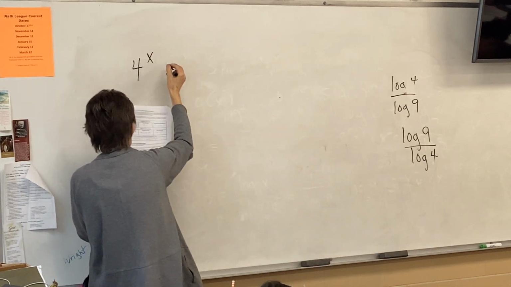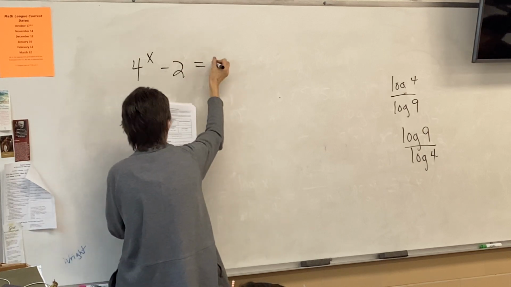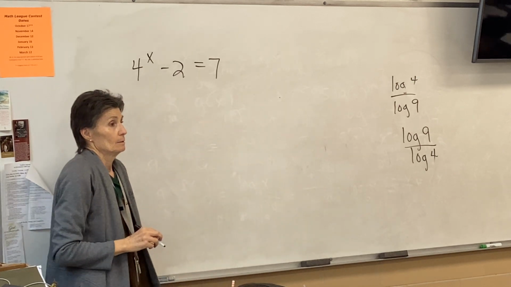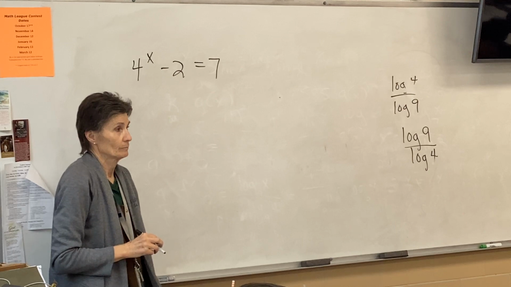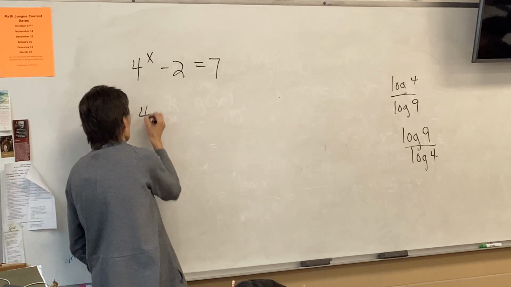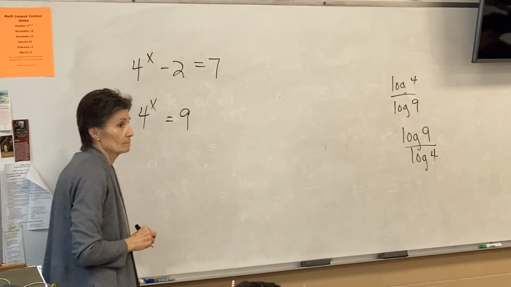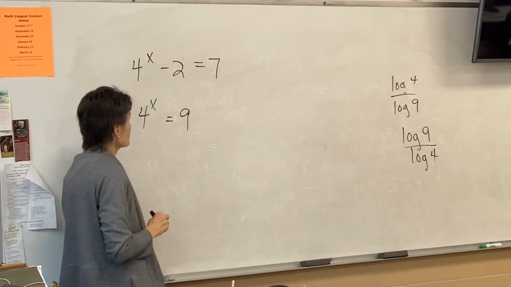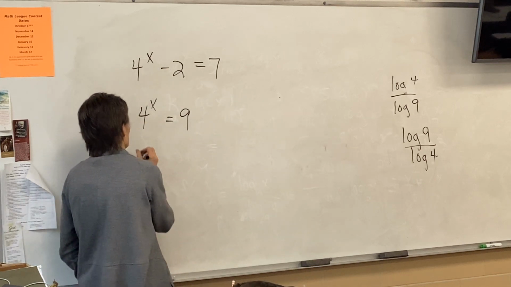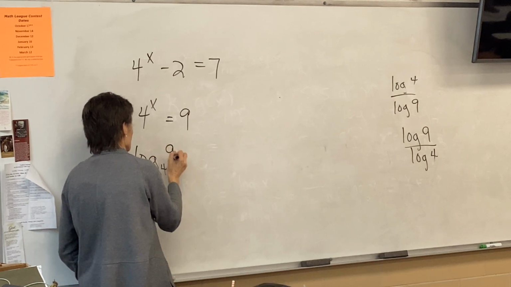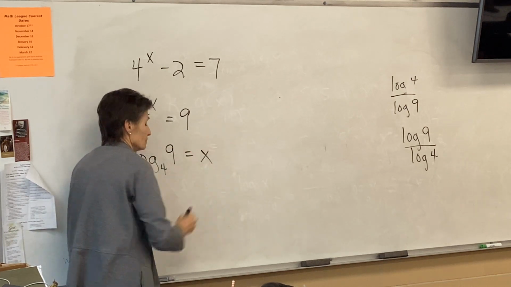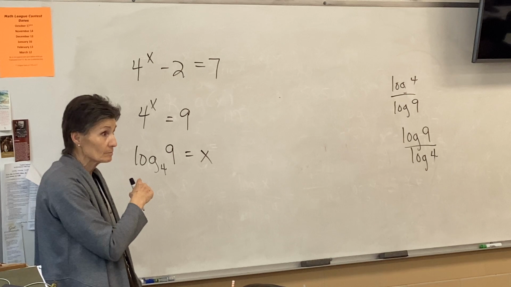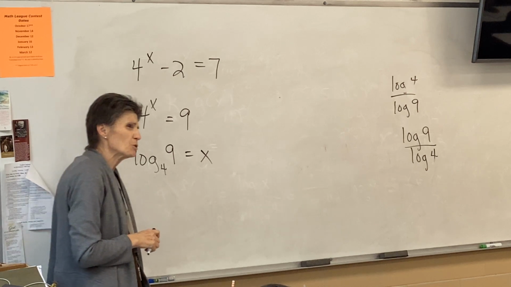How am I gonna solve this problem? I don't know, how am I gonna do it? Add the 2 over. Add the 2 over, absolutely. Change it from exponential to logarithm. Okay, so what would that look like, Kennedy? Log base 4 of 9. I hadn't thought about doing that, but is that right? That's fine. And then what would you do, Kennedy?